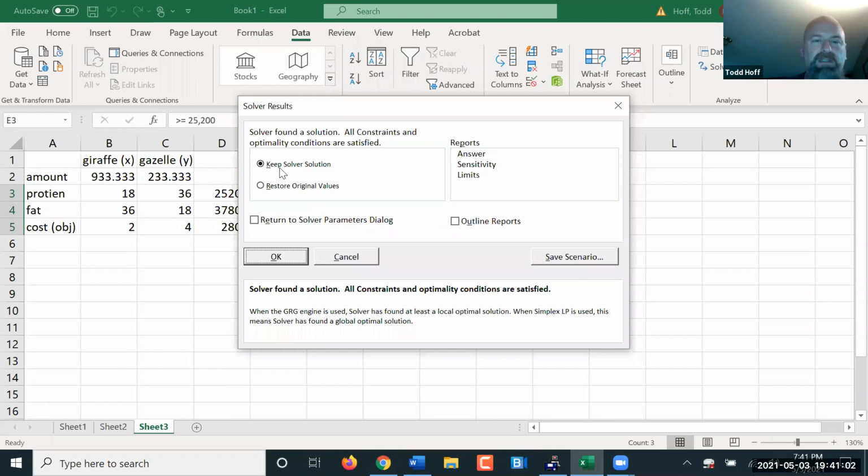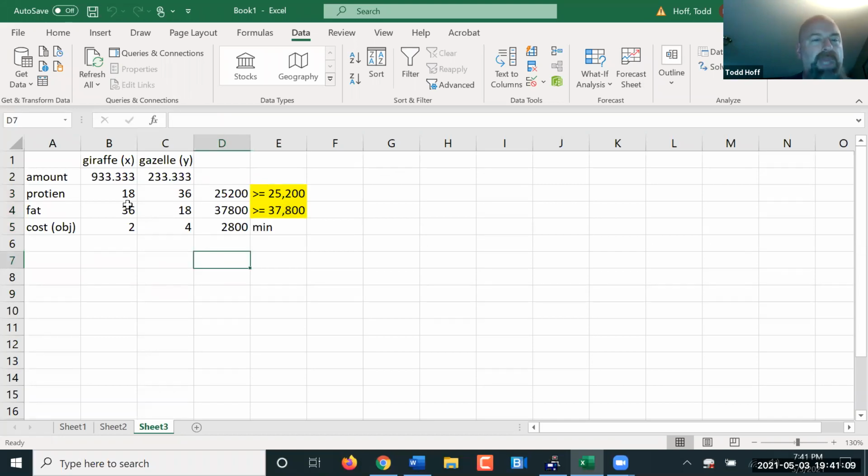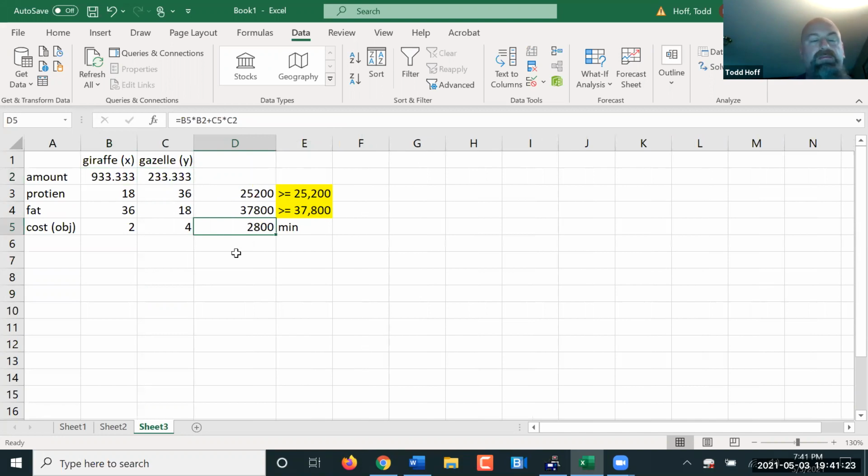So really what I want to do is keep the solver solution so I can see what it actually solved. So I click OK. And you can see here it's saying 933 1/3 pounds of giraffe meat, 233 1/3 pounds of gazelle meat. It's going to be a cost of $2,800. So that's our optimal solution. That is the minimum cost to get these requirements that we want here.